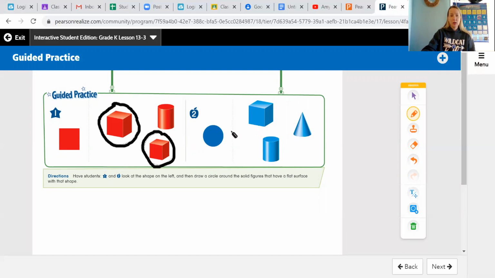All right, number 2, look at the shape right here and draw a circle around the solid figures that have the same flat surface. This shape is a circle. Does a cube have a flat surface that is a circle? Nope, so we can't circle that one. Ooh, what about this cylinder? What shape is this right on the top? There's one on the top and one on the bottom. It is a circle, good job. So you can circle the cylinder and the cone. It's hard to see, but if you could look at the bottom of this cone, it would be shaped like a circle. So go ahead and circle your cone.